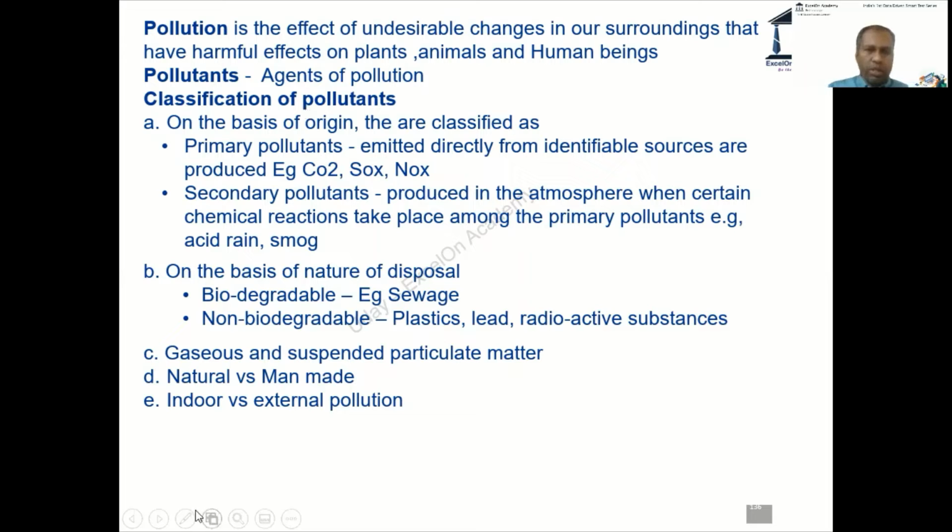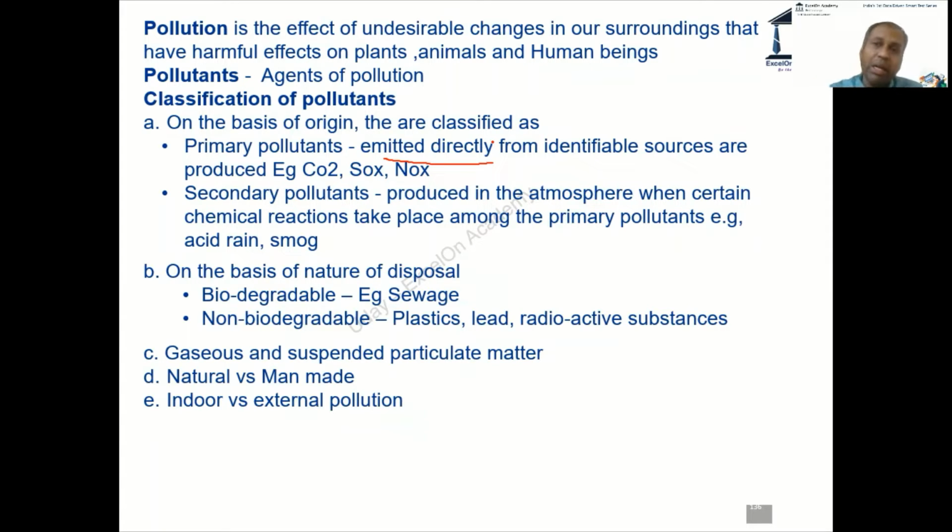So certain pollutants are called primary pollutants. Certain pollutants are called secondary pollutants. Primary pollutant means what? They are pollutants the moment they are emitted. CO2 emitted from the exhaust of a vehicle is directly a pollutant, no doubts about it. Sulfur dioxide and nitrogen oxides emitted from the chimney of a thermal power plant become directly pollutants. They are born as pollutants.